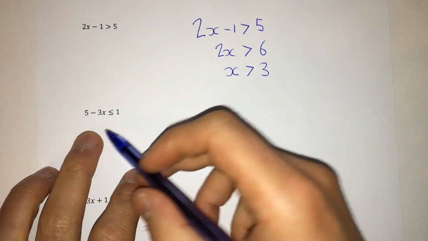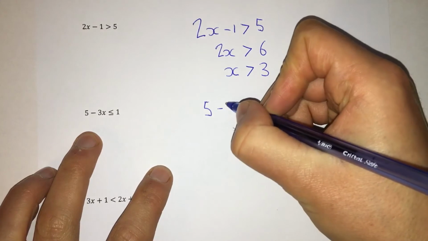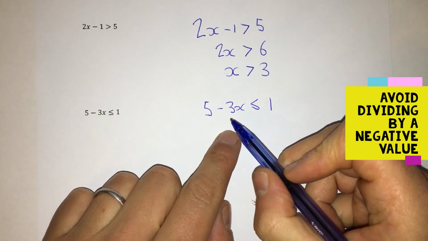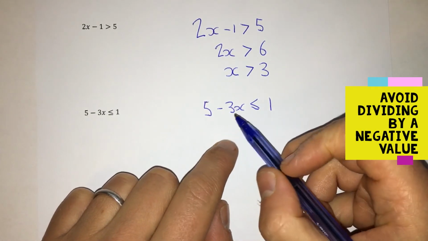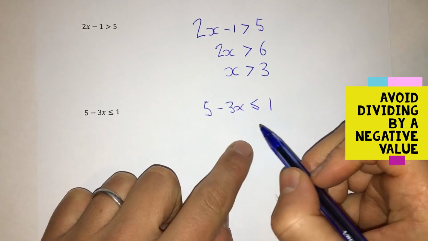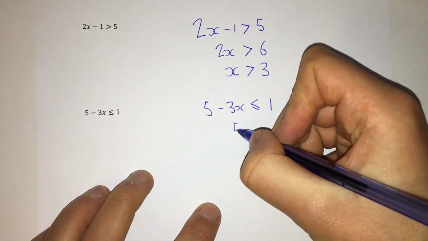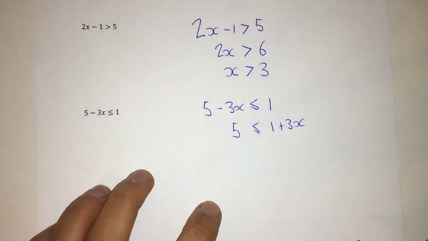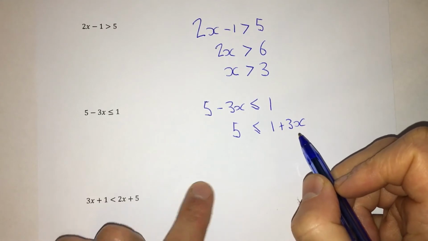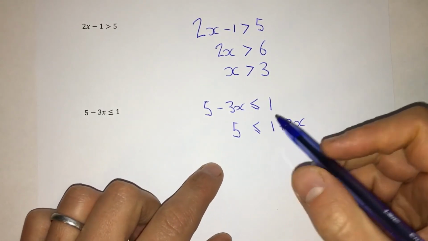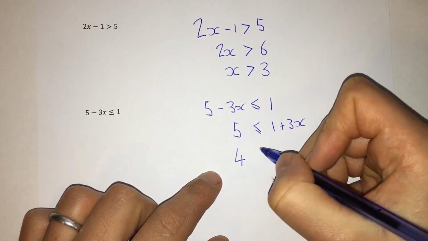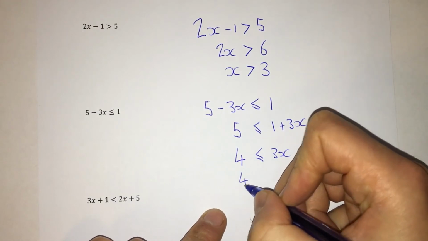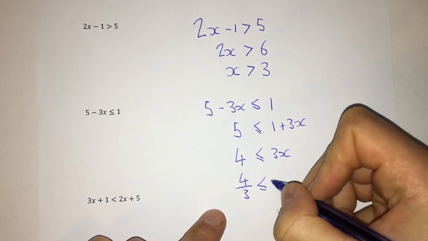Let's have a look at the second one. The second one has got this negative in it. 5 minus 3x is less than or equal to 1. Now you always want to avoid dividing by a negative. So the first thing I'm going to do is add 3x to both sides. So here I'll have 5, and here I'll have 1 plus 3x. Now I've got a positive variable. I feel much more comfortable with this. So I'm going to take 1 off both sides. There's 4, and there's 3x. And then I'm going to divide both sides by 3. So I've got 4/3 there, and I've got x there.